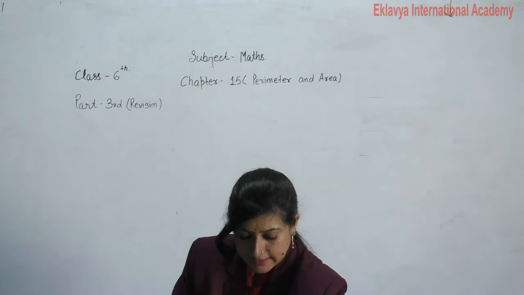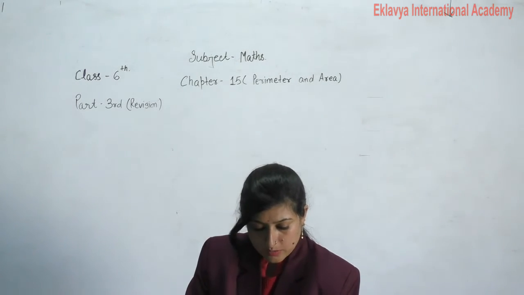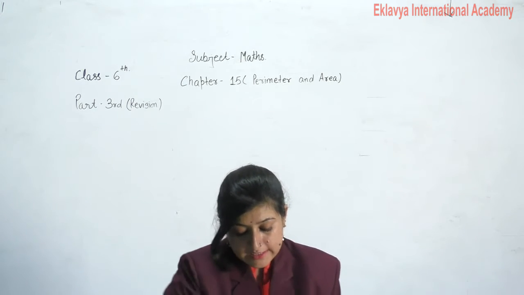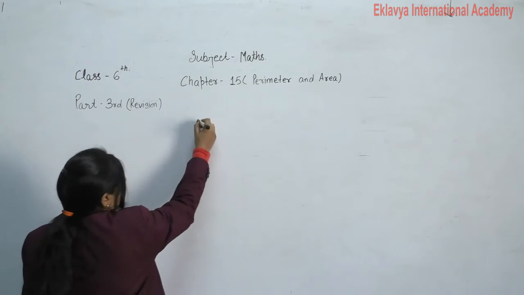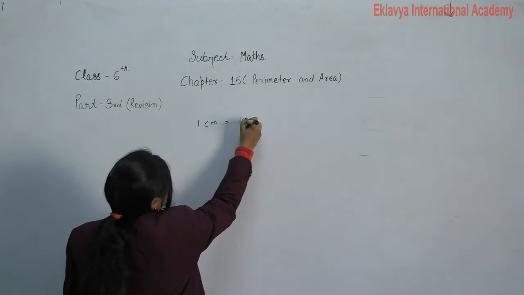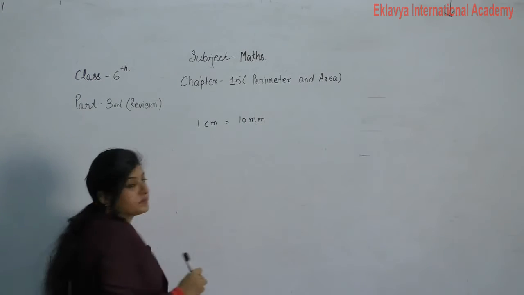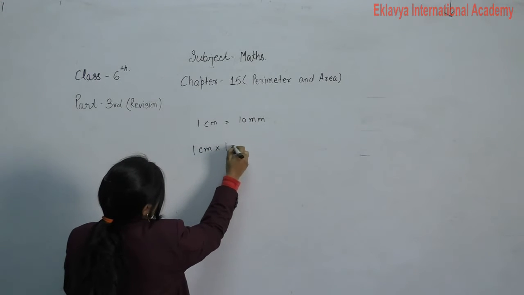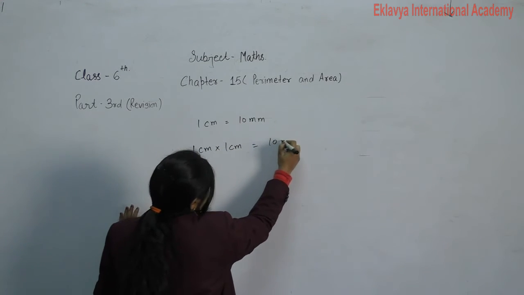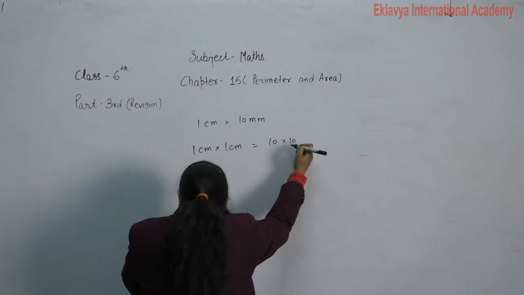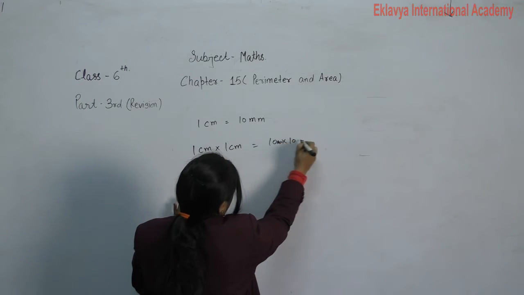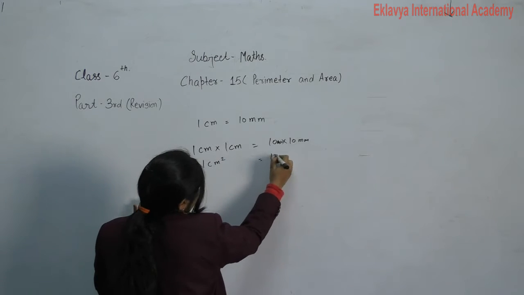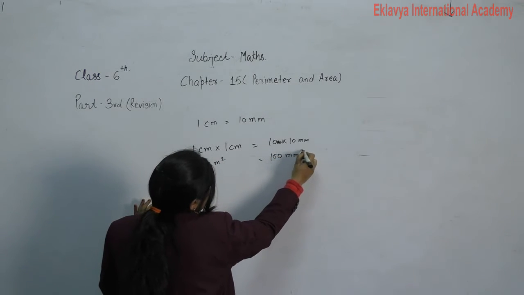Examples we already discussed. Now today we will discuss some exercise. One thing, we know that 1 centimeter is equal to 10 millimeter. So for the unit of area, we can say 1 centimeter square is equal to 100 millimeter square.